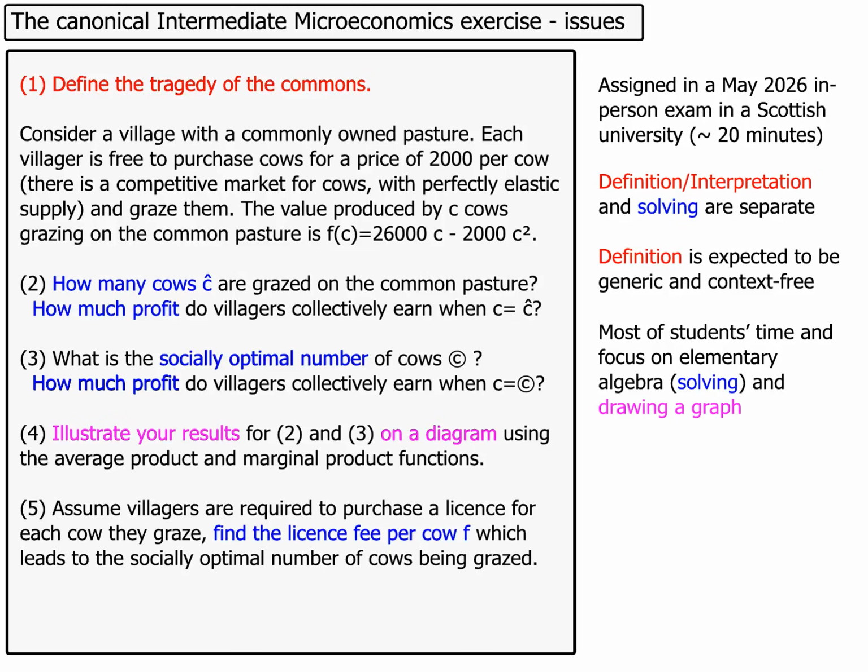In questions 2, 3, and 5, they solve for the number of cows under free entry and in a social optimum, for profit levels, and for an optimal license fee per cow. Question 4 asks students to illustrate results on a diagram after they have already solved for key outcomes. The graph is unnecessary for solving the model.